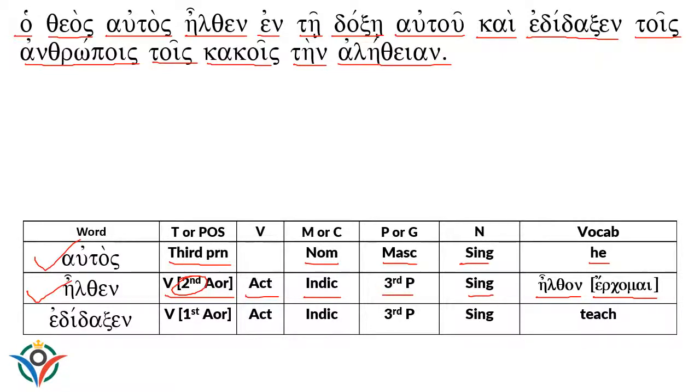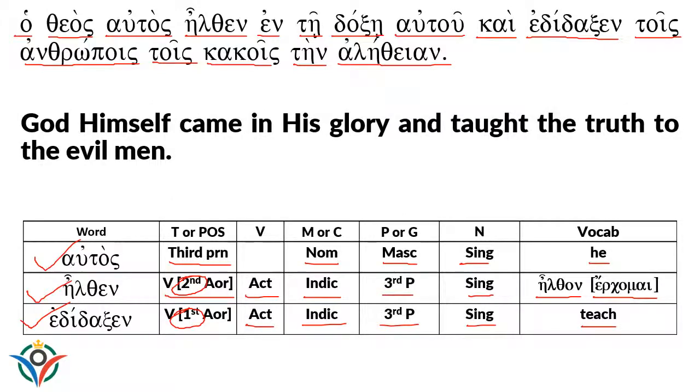And then we have edidaxen. This is a verb, but it's a first aorist. Why? Because there's no stem change. It's an active, indicative, third person singular, and it means teach. All right, so let's translate this verse. What I've done, I've translated it for us first. So let's bring it up on the screen. And now I want to make some observations about this text. So let's translate it first. It is, God himself came in his glory and taught the truth to the evil men.